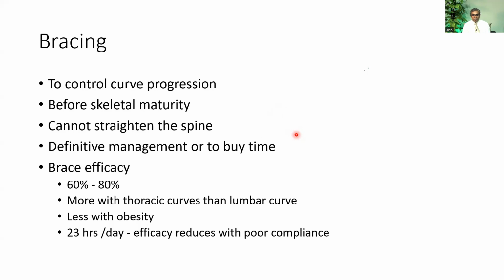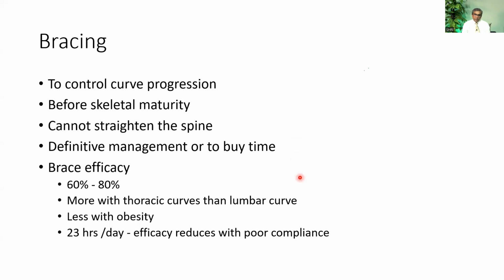And sometimes you have to apply a brace to buy time, in the sense the child would need surgery at some point, but if they are not in a suitable position to do the surgery, we'll put them on a brace to prevent the curve from progressing so that the severity of the curve will be less by the time we get them to theater.